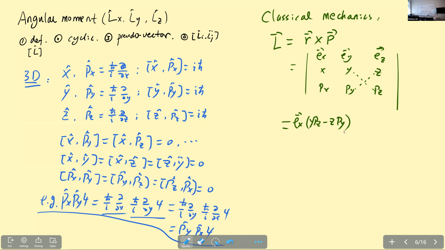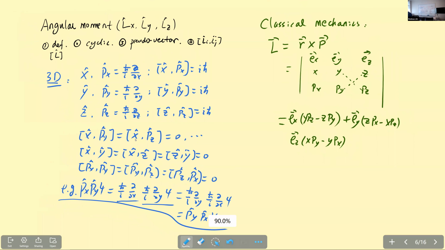Okay. You have the Y component. So you just change Y to be Z and Z to be X. Z times PX minus X times PZ. And then you have a Z component. You just change Z to be X and X to be Y. So that's the definition of angular momentum in classical mechanics, right?